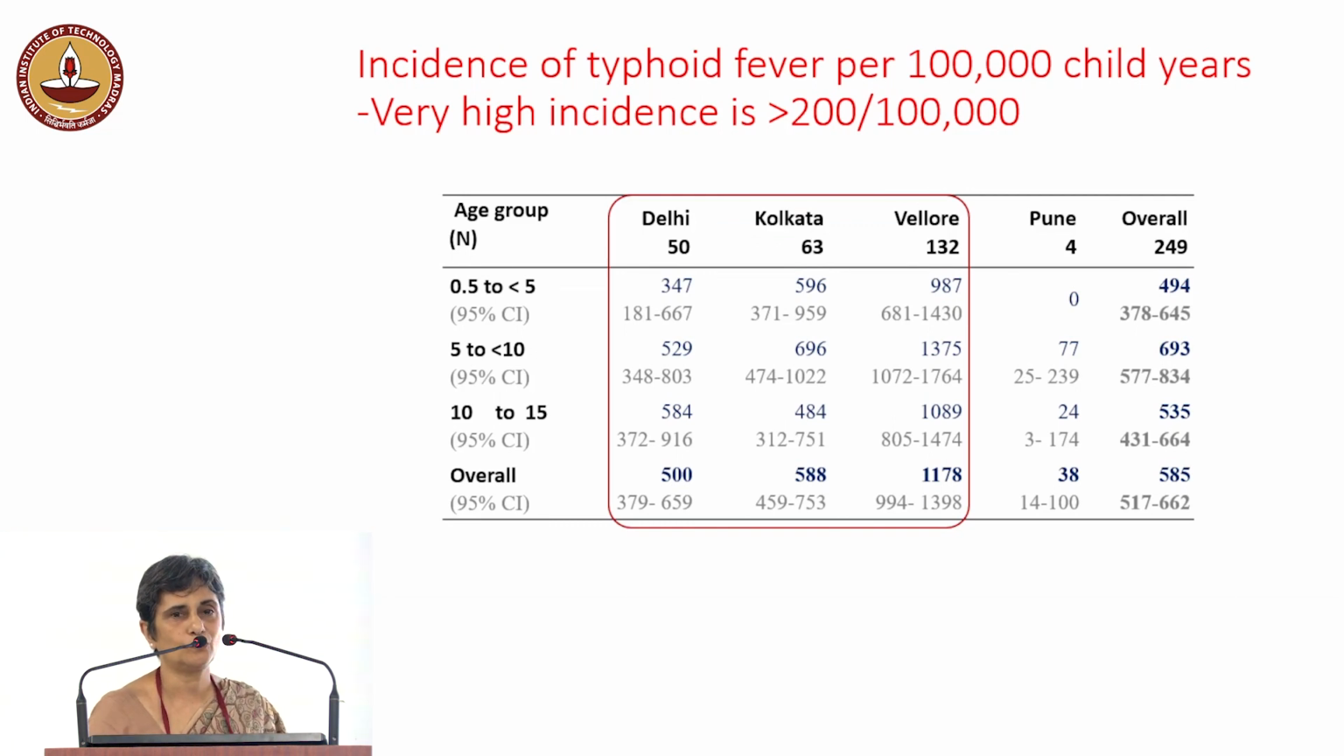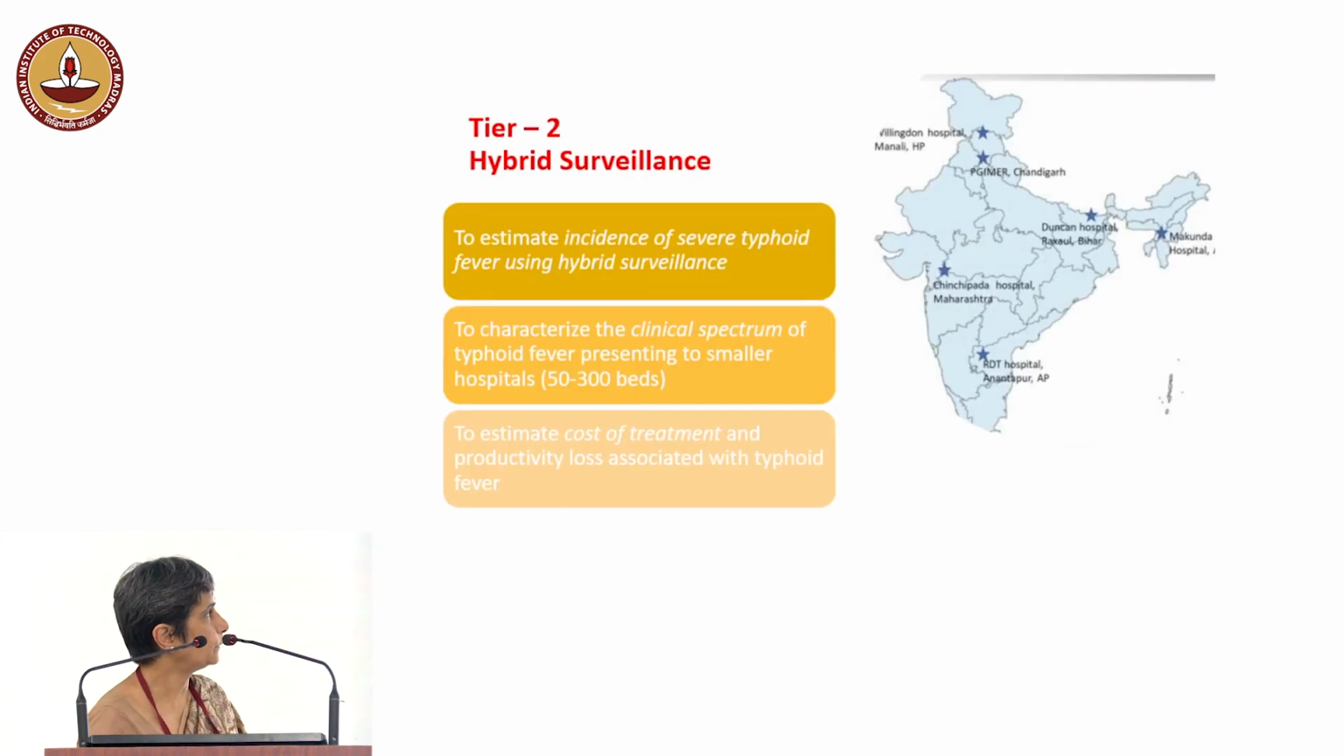I will remind you that globally authorities say that you have very high incidence. Not that you are endemic, but you are hyper-endemic if you have an incidence of over 200 per 100,000. So you can see all the cities or urban areas are very highly endemic for typhoid.